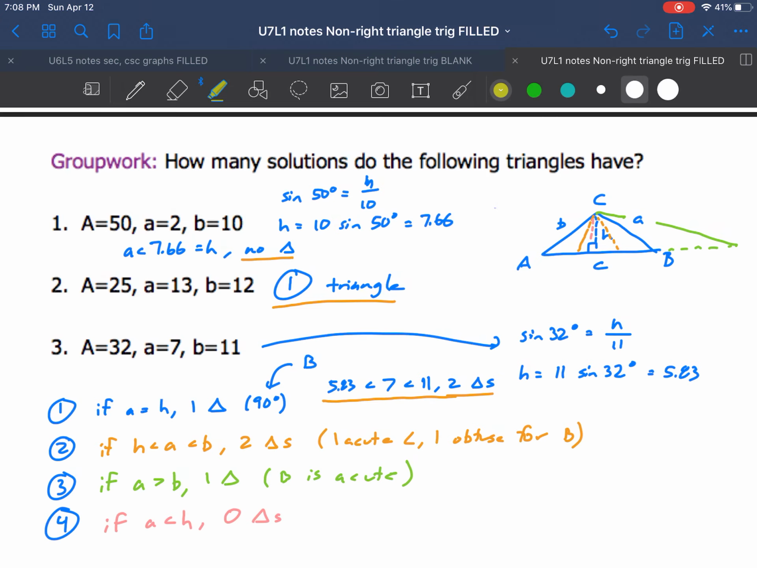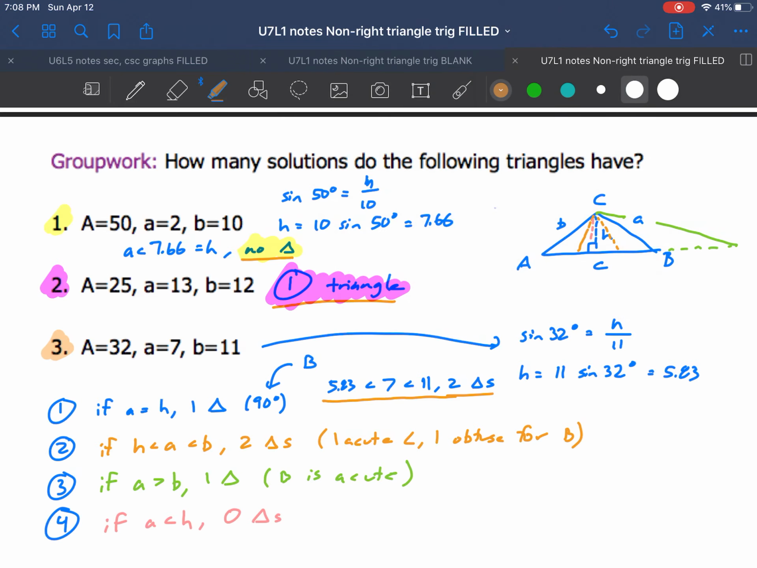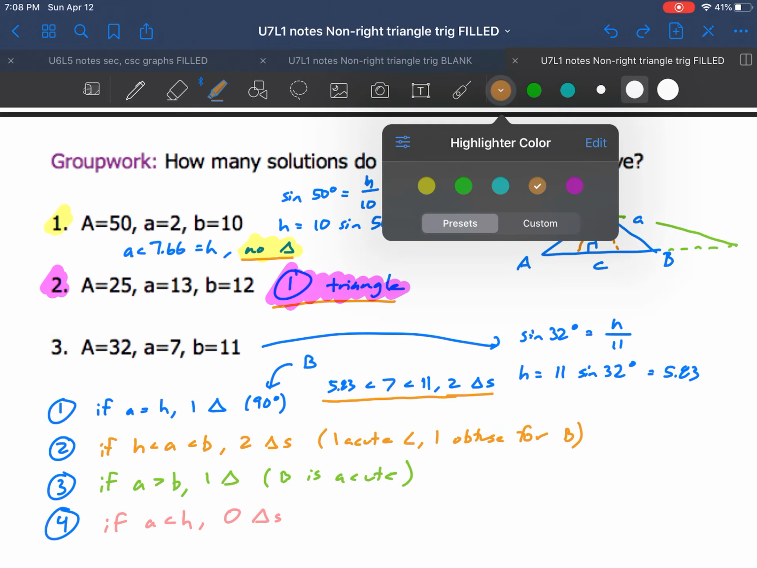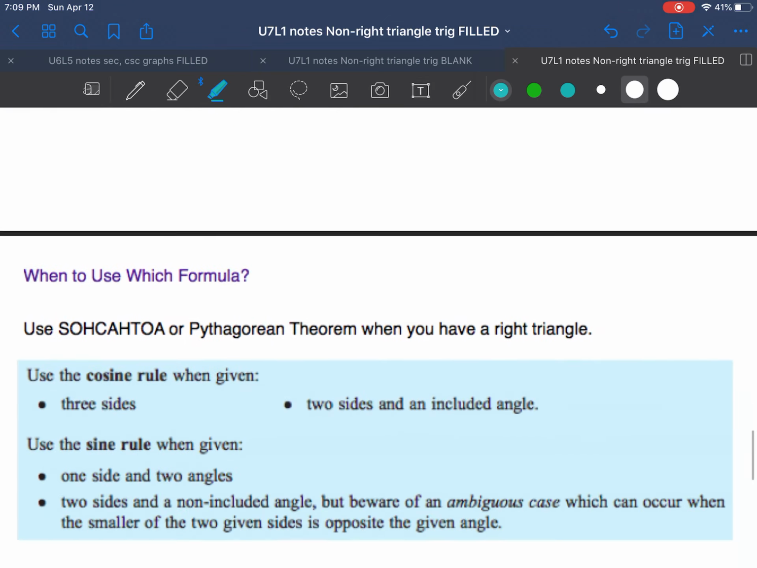Maybe I should highlight those just so it's a little bit more clear. So for number 1, we've got no triangle. For number 2, we've got 1 triangle. And for number 3, let's do a nice light blue, we've got 2 triangles. All right, hope that made sense.